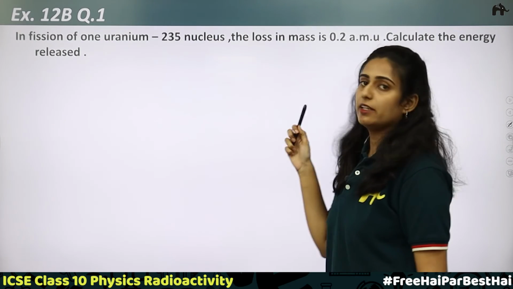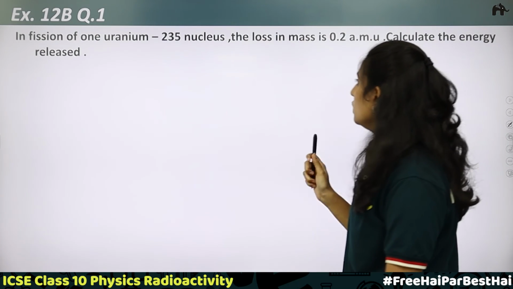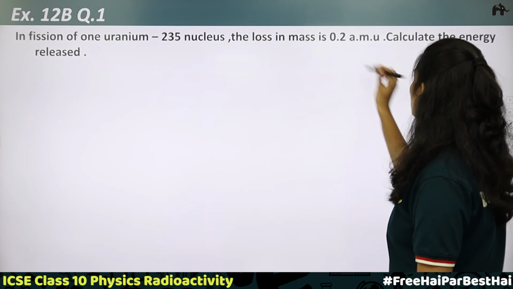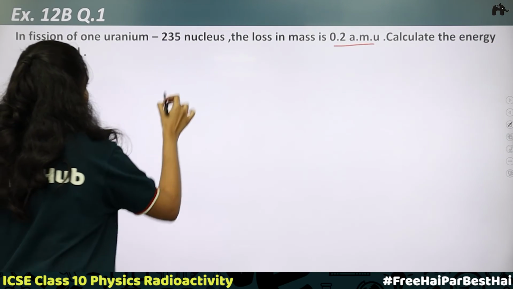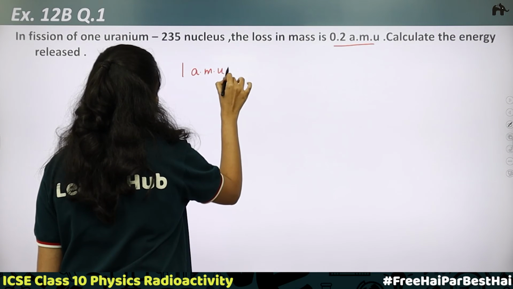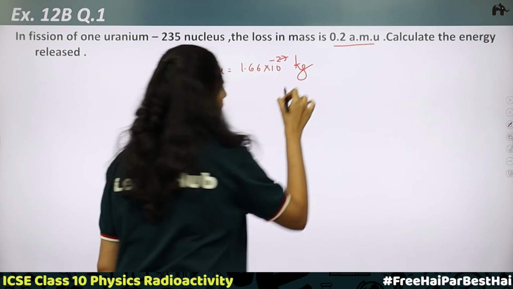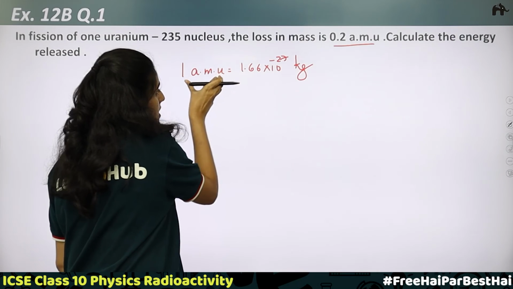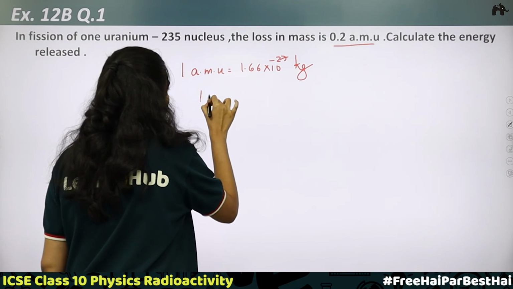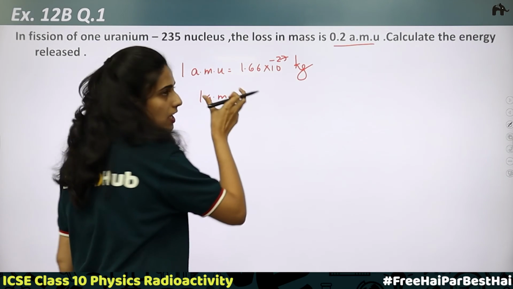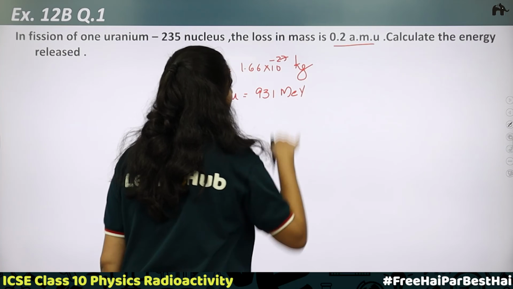Now let us solve a question from exercise 12B, question 1. In fission of 1 uranium-235 nucleus, the loss in mass is 0.2 a.m.u., atomic mass unit. Calculate the energy released. We have a relation: 1 atomic mass unit is equal to 1.66 into 10 raised to minus 27 kilogram. In the starting of the session we explained the energy in MeV: if 1 a.m.u. is the mass that is lost, then the energy released will be equal to 931 mega electron volt.